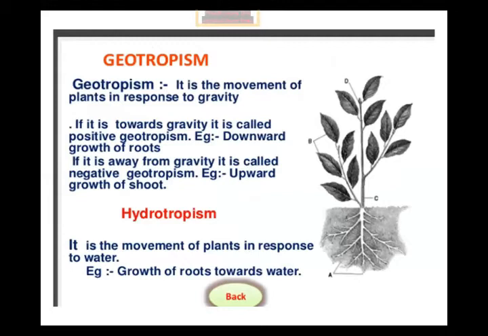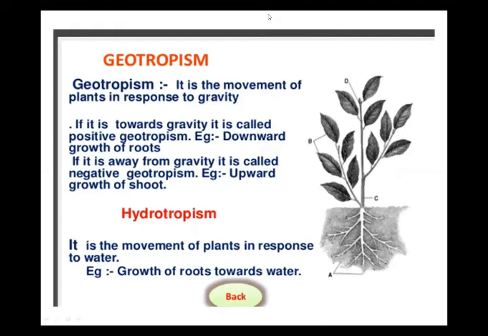Another type of tropism is called geotropism. It is related to gravity, Earth's gravity. The shoot system shows negative geotropism, and the root system shows positive geotropism.